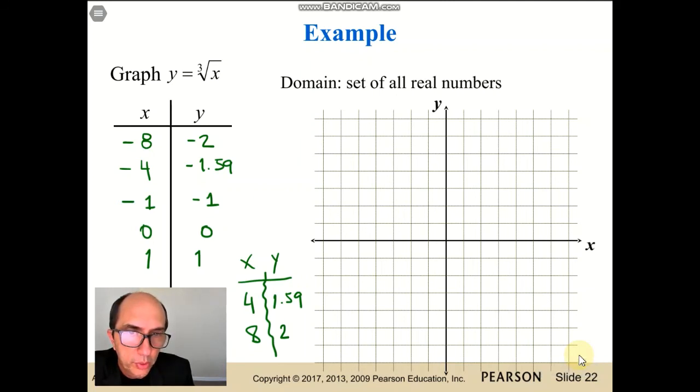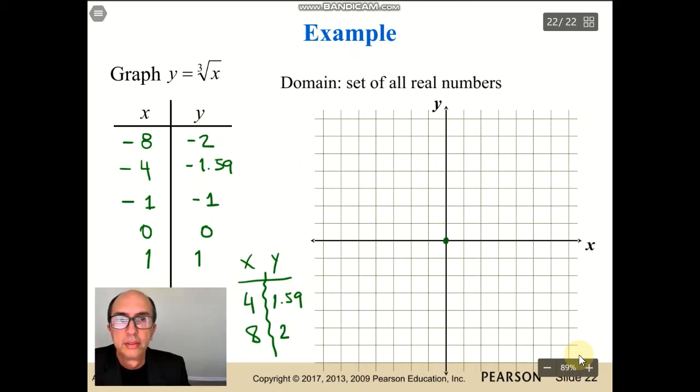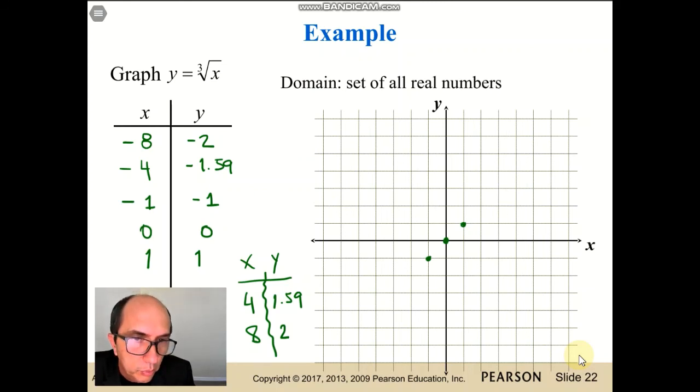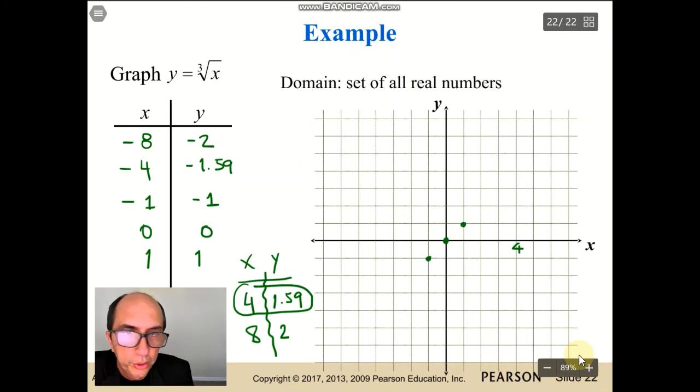Okay, let's go to the graph, and we have 0, 0 here. We have 1, 1, and negative 1, negative 1, and we're gonna have 4, 1.59. 1, 2, 3, 4 here. Let's plot this one, 4 and 1.59. 1.59 is somewhere here. And 8 and 2. 8 is going to be somewhere here. Let's stretch 8 and 2 here.